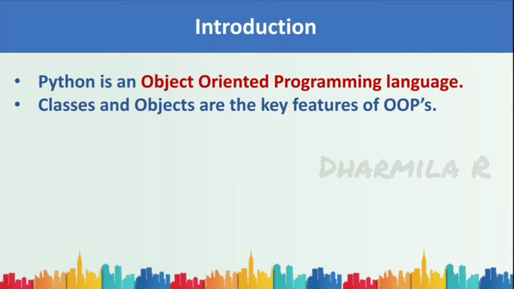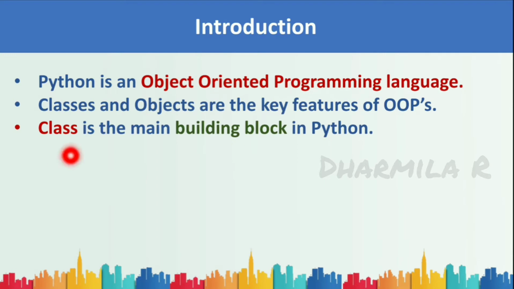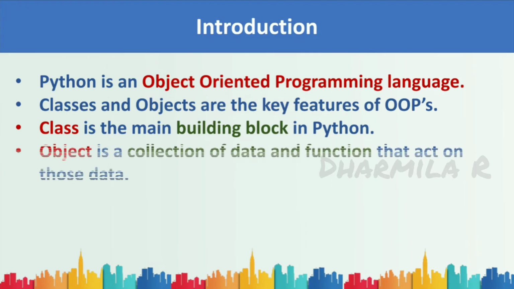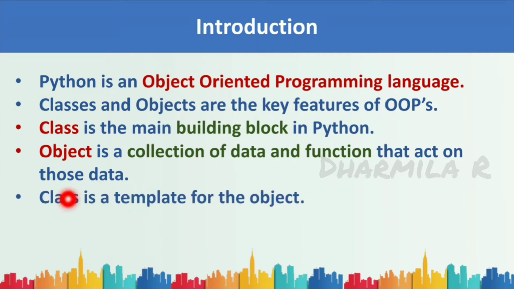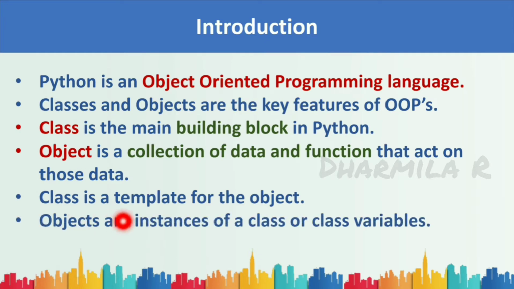Now let us see what is a class. Class is the main building block in Python. And an object is a collection of data and functions that act on those data. So in simple words, a class is a template for the object, and objects are instances of a class, or you can say them as class variables.